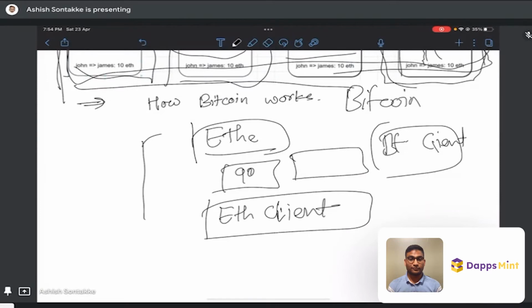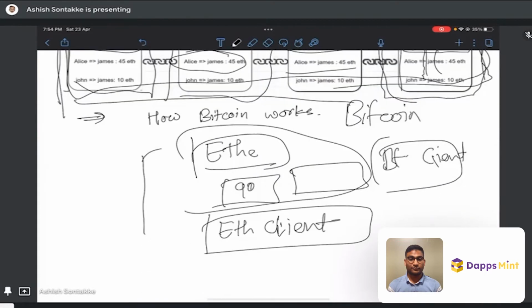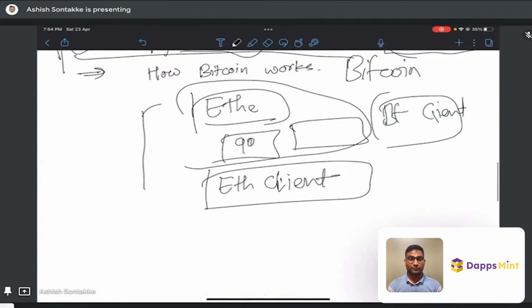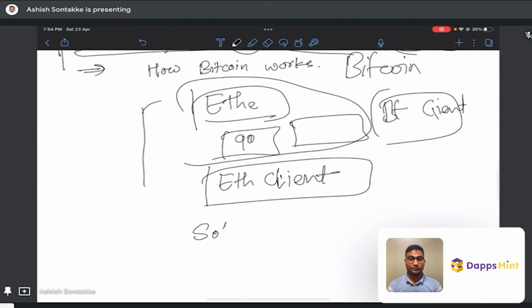And this Ethereum client is written in Go and all that stuff. But if you want to program on top of Ethereum, because Ethereum is a programmable platform, if you want to write smart contracts, we have to use, there are two languages actually, Solidity and Viper.